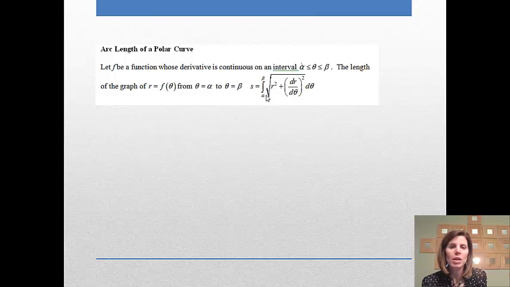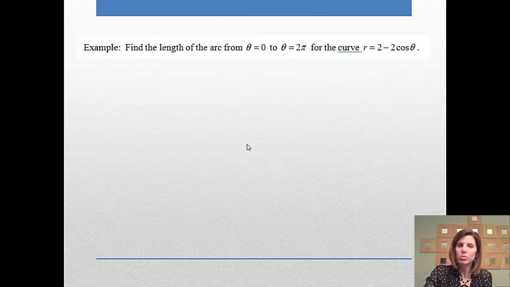Notice this one goes from a certain angle to another angle of the square root of r squared plus dr d theta squared. That really is just r prime. So that's basically it, and we are ready to do an example to show you how to do arc length.